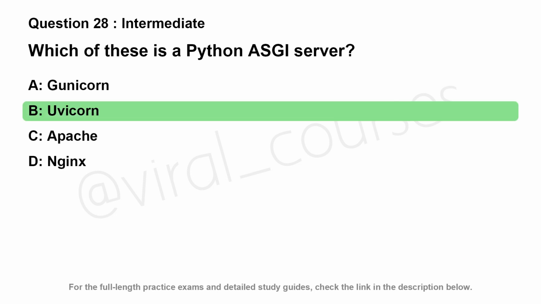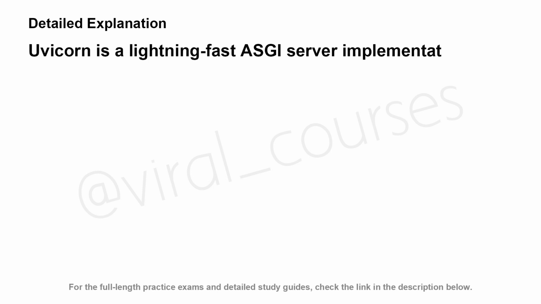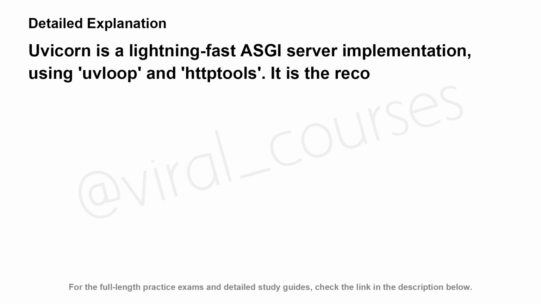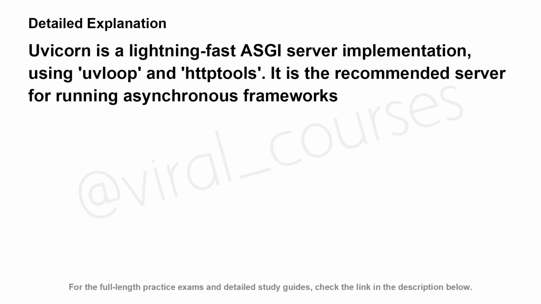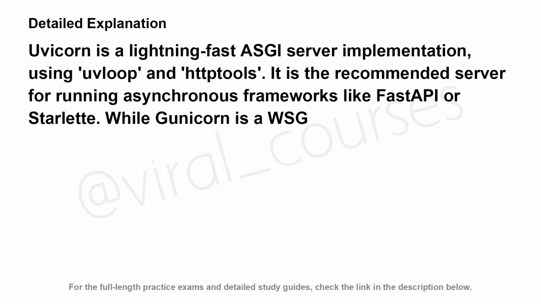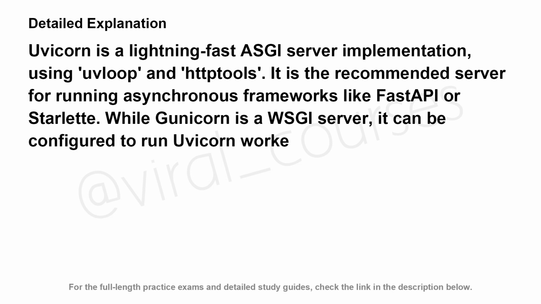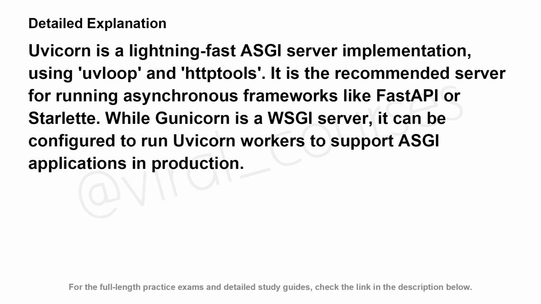The correct answer is B. Uvicorn is a lightning-fast ASGI server implementation, using uvloop and httptools. It is the recommended server for running asynchronous frameworks like FastAPI or Starlette, while Gunicorn is a WSGI server. It can be configured to run Uvicorn workers to support ASGI applications in production.